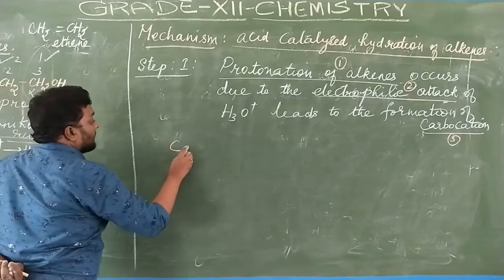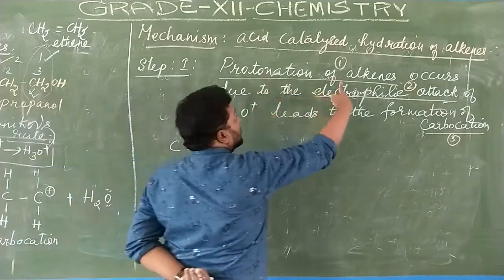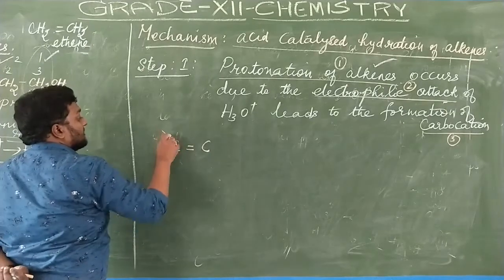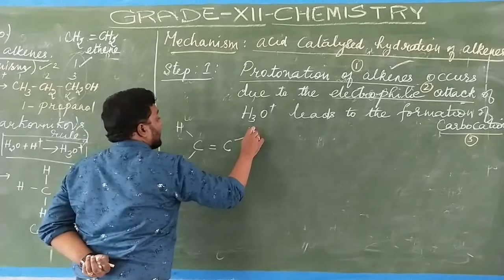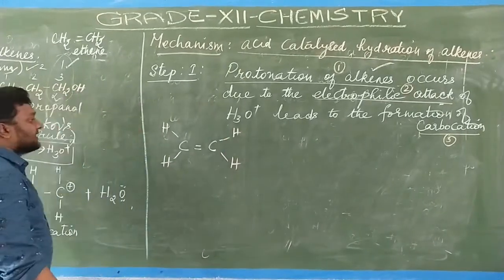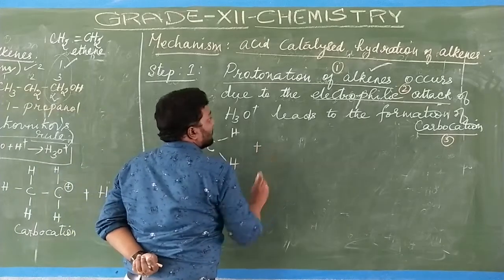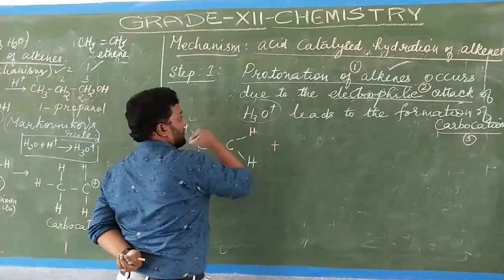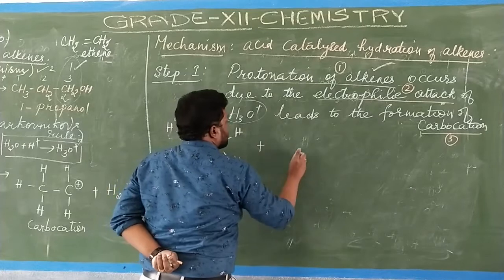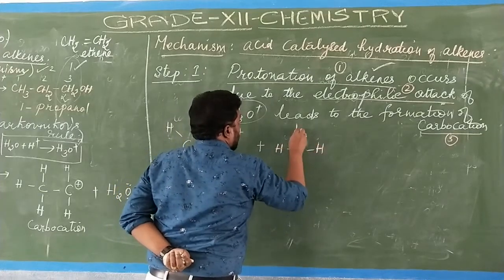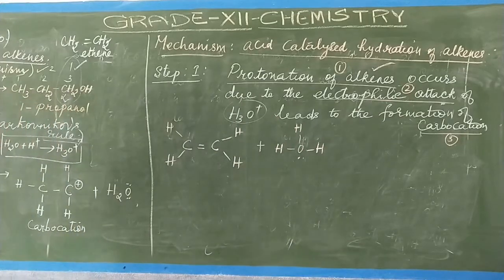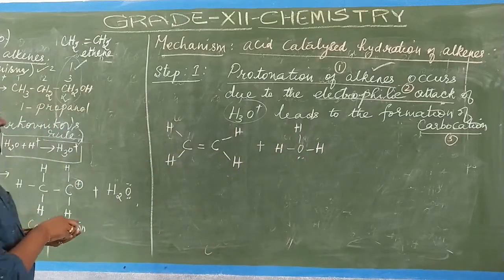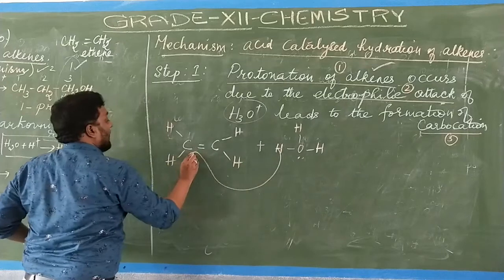So, mechanism. I am taking an alkene, which means an unsaturated hydrocarbon: a double bond between two carbons with hydrogens attached. Protonation of alkenes occurs due to the electrophilic attack of hydronium ion. The hydronium ion is oxygen with three hydrogens, H3O plus. Now the electrophilic attack: this hydrogen goes and attacks this carbon.